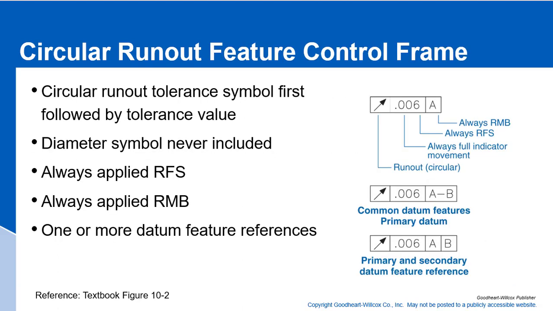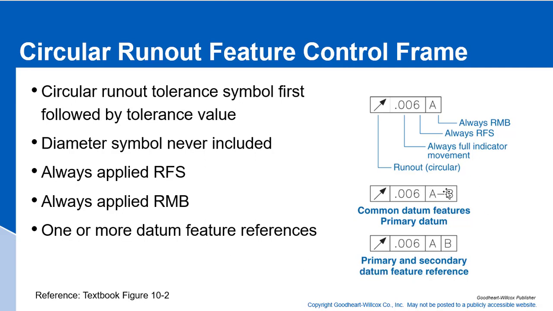Okay, so this feature control frame for a circular runout feature looks like this. We'll have a circular runout symbol, which is just one arrow pointing up at an angle. The tolerance here, and it's always RFS. There's no modifiers, and there's always RMB. It always applies regardless of material boundary. The diameter symbol is never included. That's because we're only applying this runout to surfaces, not features of size. And it's always applied RFS, always applied RMB, and you need one, but you could have more datum features referenced.